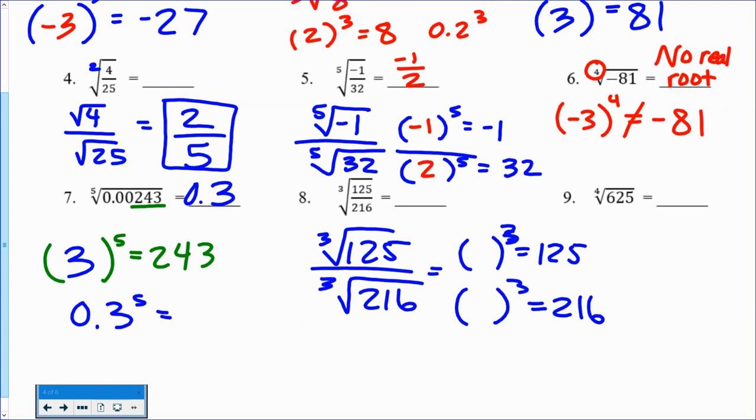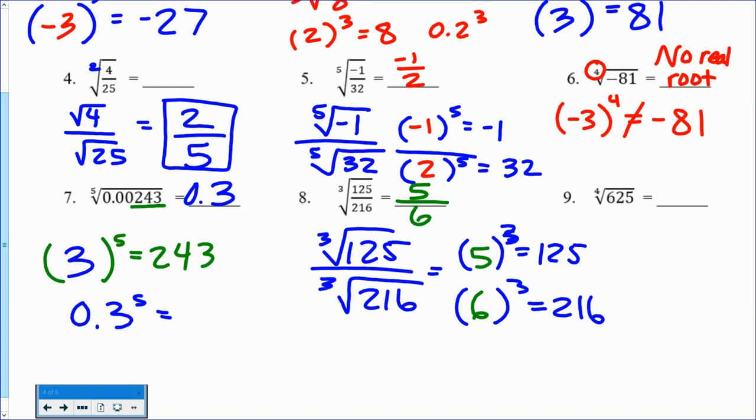2 to the 3rd is 8, not big enough. 3 to the 3rd is 27. Okay, 4 to the 3rd, 64. 5 to the 3rd is 125. So that means 5 would go on top. And then when I do 6 to the 3rd, I get 216. So 6 would go in the bottom.